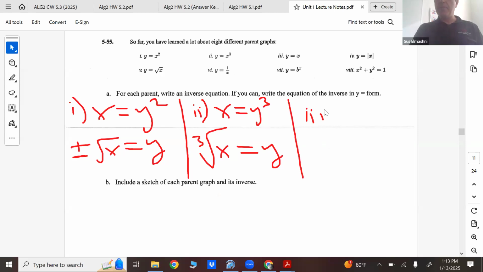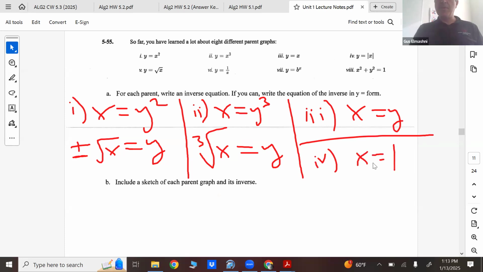3 just is what it is. Switch x and y. It just stays the same. 4 is kind of a funny one. So that's going to be x equals absolute value of y.